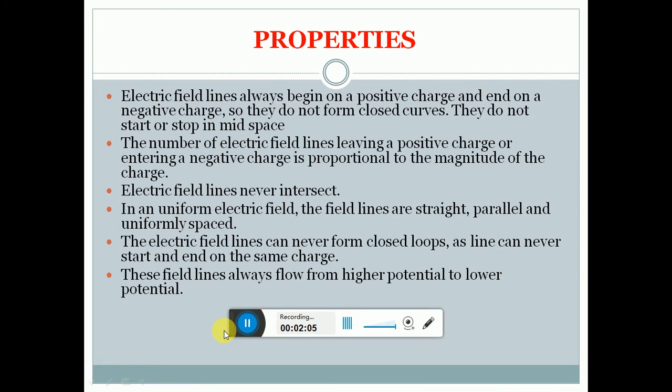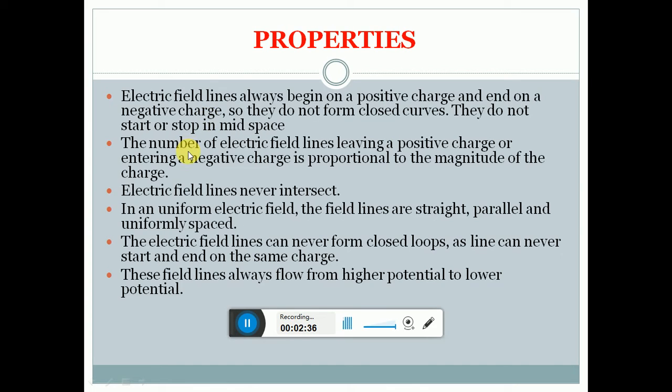Properties. What are the properties of electric field lines? The first one is, electric field lines always originate from a positive charge and end on a negative charge, so that they do not form closed curves. They do not start or stop in the midpoint. In some parts there may be closed curves, in some parts there will be continuous lines. I will show that in the next diagram.